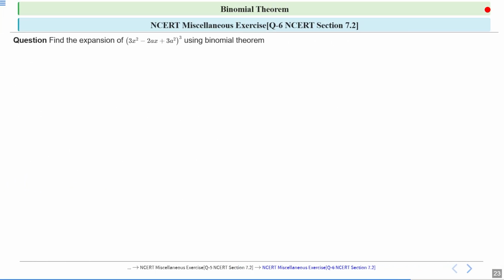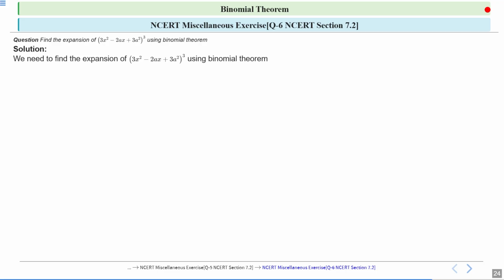Now look at question number 6. We have to find the expansion of the expression (3x square minus 2ax plus 3a square) whole cube using the binomial theorem. So let's solve this question step by step. We need to find the expansion of (3x square minus 2ax plus 3a square) whole cube using binomial theorem.